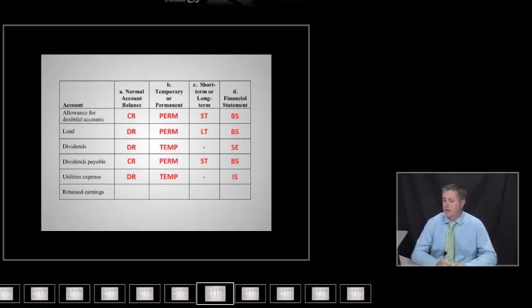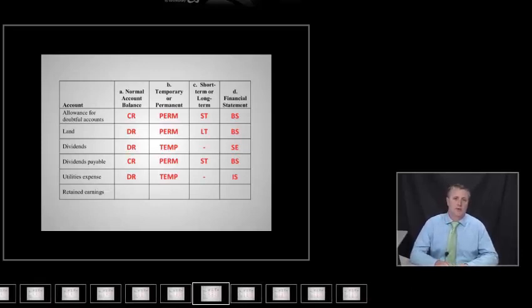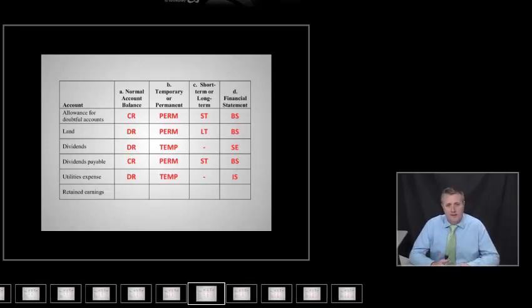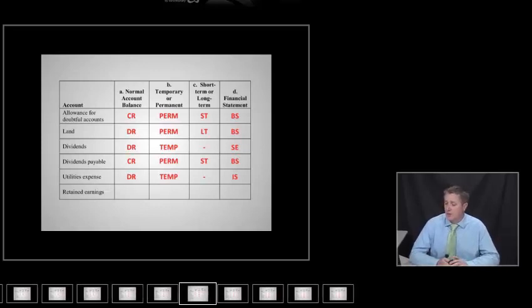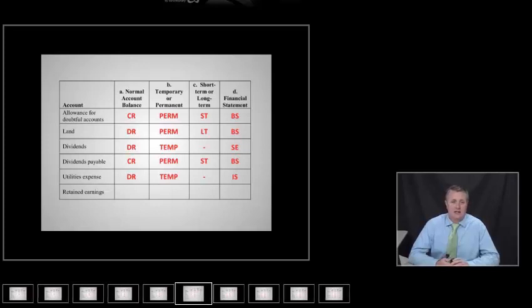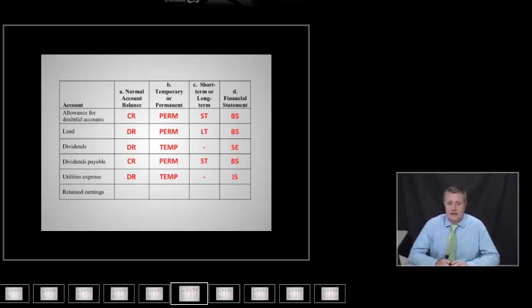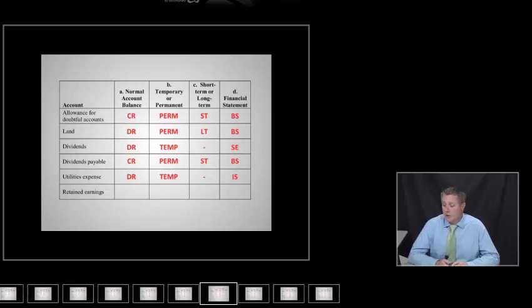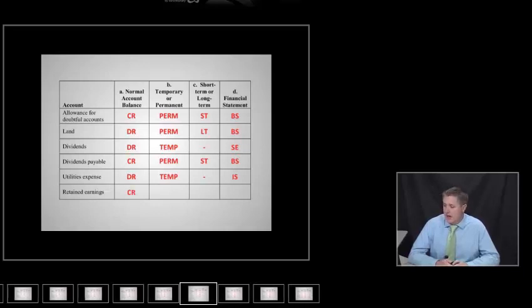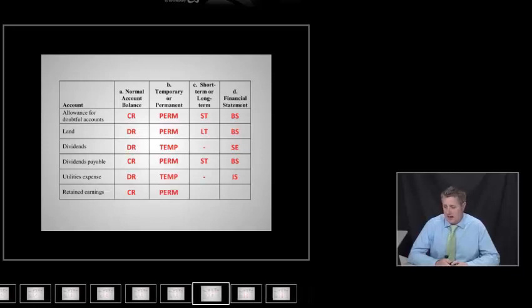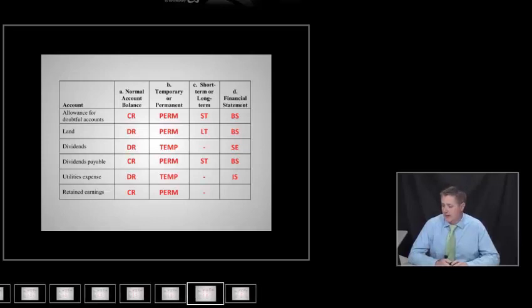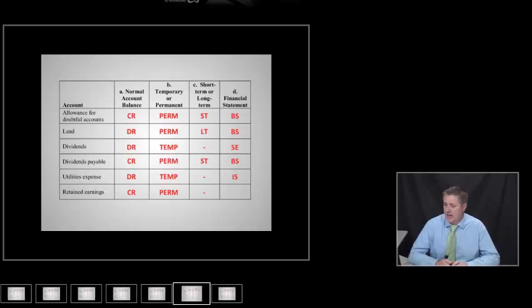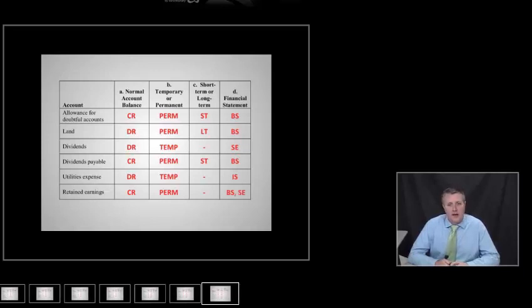Okay, finally, we have the account retained earnings. Retained earnings essentially reflects the cumulative profit since the company was founded minus the cumulative dividends paid. Okay, so that's what retained earnings represents. Retained earnings is considered to be an equity account. And like any other equity account, it will have a normal credit balance. It's considered to be a permanent account. There is no distinction between short and long-term retained earnings because it's an equity account, not an asset or liability account. And finally, it would get reported both on the balance sheet and on the statement of changes in shareholders' equity.